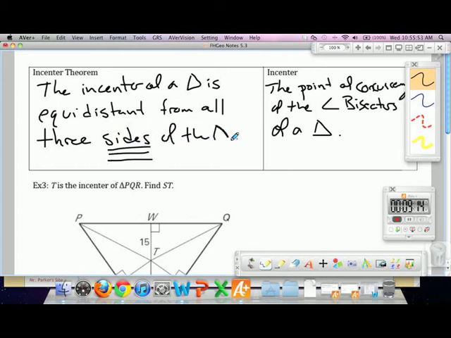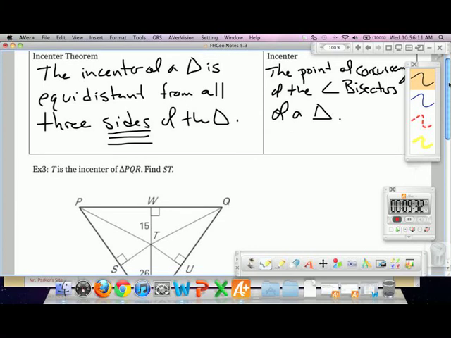Distances measured at right angles. So if we draw the segment from the point to the triangle at a right angle, then that has to be the same for all three sides. Like in that first example.